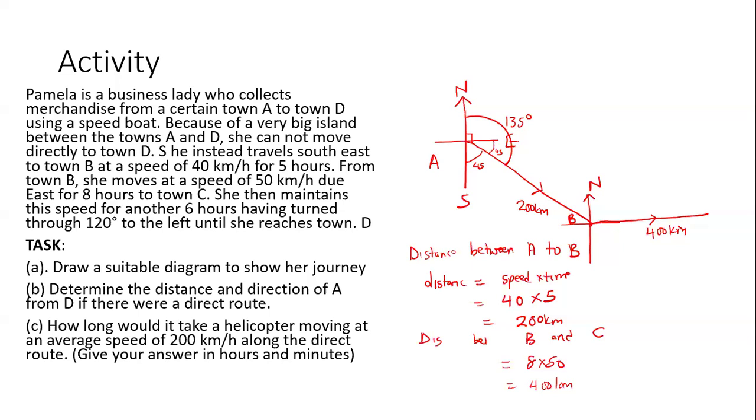She then maintains. Now, that's where we needed to understand a lot. That she then maintains this speed for another 6 hours, having turned through 120 degrees to the left. Now, that is the most important.